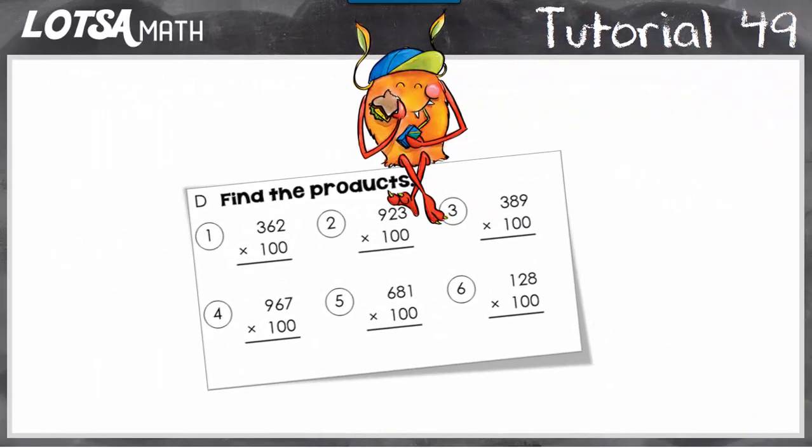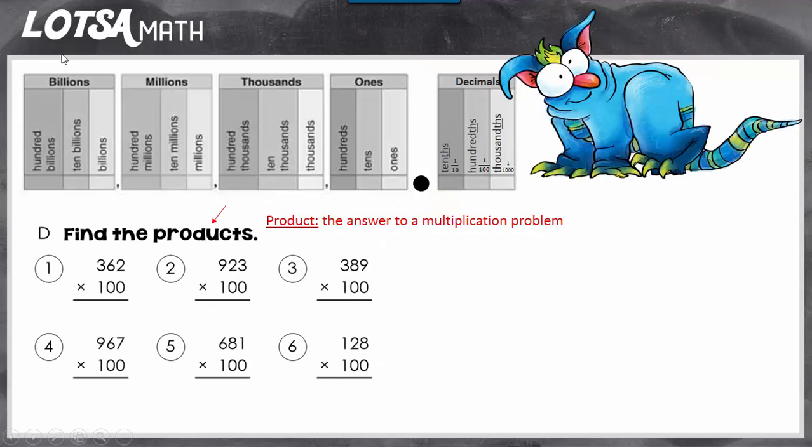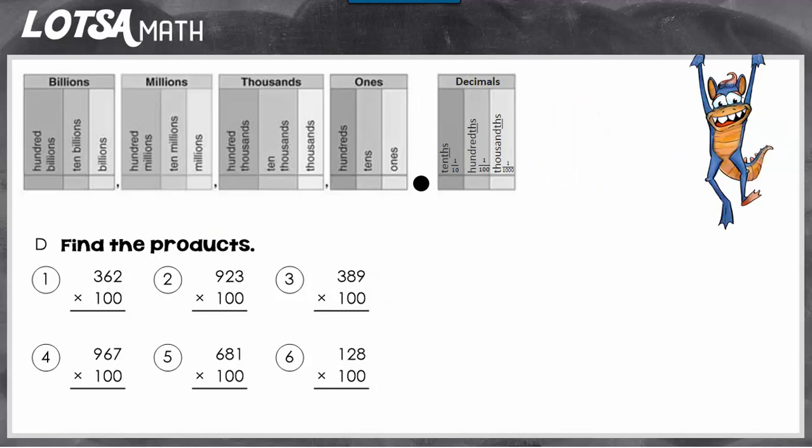For these problems, we're going to find the products. A product is just the answer to a multiplication problem. So let's look at some examples. In these problems, you'll notice that all of them are being multiplied by 100.